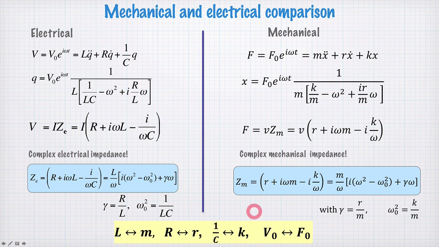And what we see, in fact, is that there are substitutions we can make to convert between electrical and mechanical oscillators. The inductance behaves like the mass. For example, here we have inductance L, over here we have the mass. The resistance in the electrical circuit looks like the damping rate in the mechanical system. The spring constant K looks like the inverse of the capacitance. So, for example, here we have 1 on C, but here we have K in the numerator, and the voltage is analogous to the driving force, F.